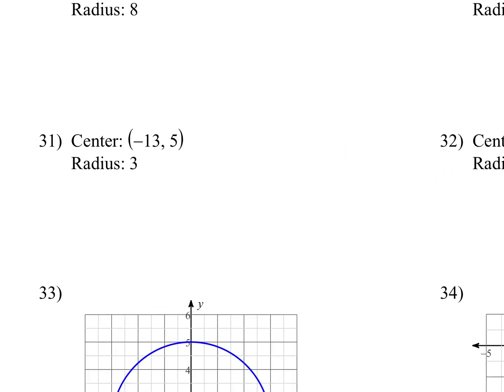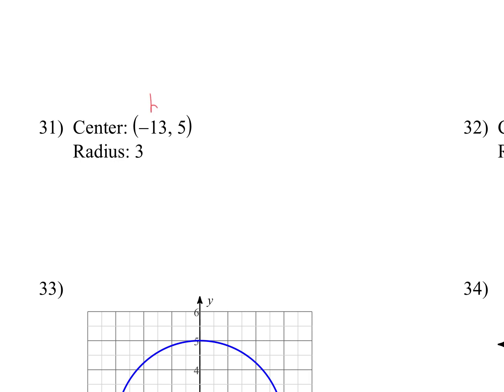Here on 31, the center, remember, is our h and k. When we plug it in, what do we have to remember to do? Flip the signs, right? Yep. So I have x, negative 13 turns to positive 13, squared, plus, then I have y, positive 5 turns to negative 5, squared, equals r squared. What do I put on the other side? 9. Yep, because we take 3 squared, which is 9.